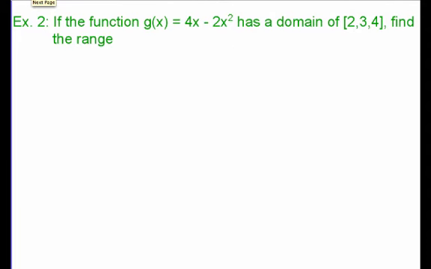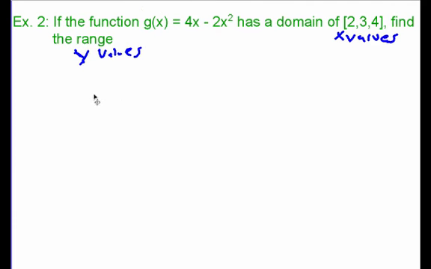All right, let's try another problem. It says, if the function g of x equals 4x squared minus 2x has a domain of 2, 3, and 4, we need to find the range. So they tell us the domain. You should remember from our previous video that these are the x values. And they're asking us to find the range, which are the y values. So how are we going to do this?